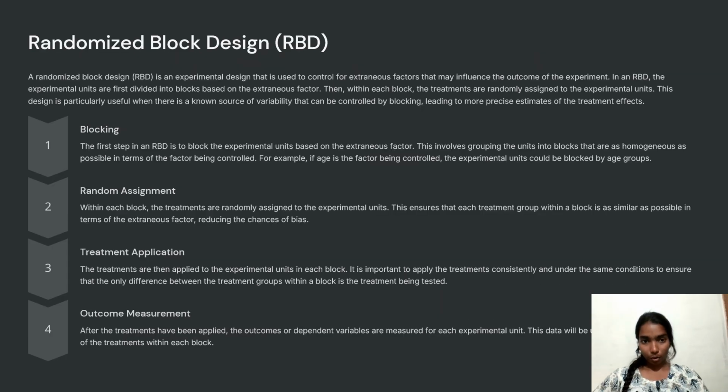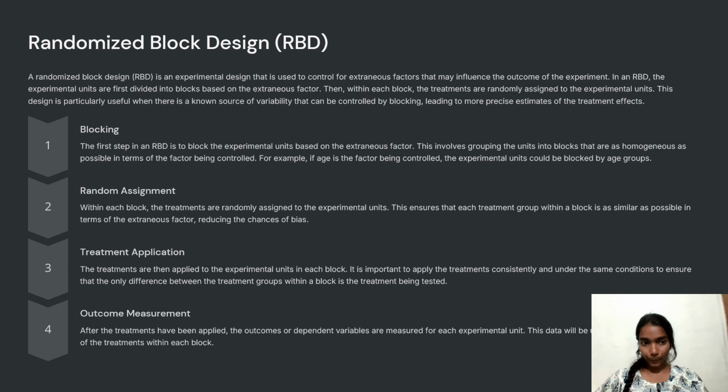The randomized block design, RBD. Randomized block design is an experimental design that is used to control for extraneous factors that may influence the outcome of the experiment. In an RBD, the experimental units are first divided into blocks based on the extraneous factor. Then within each block, the treatments are randomly assigned to the experimental units. This design is particularly useful when there is a known source of variability that can be controlled by blocking, leading to more precise estimates of the treatment effects.